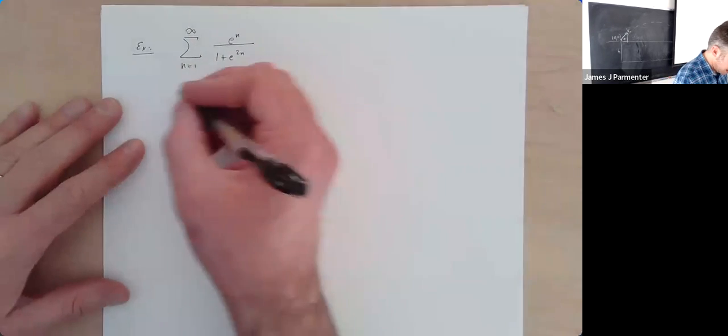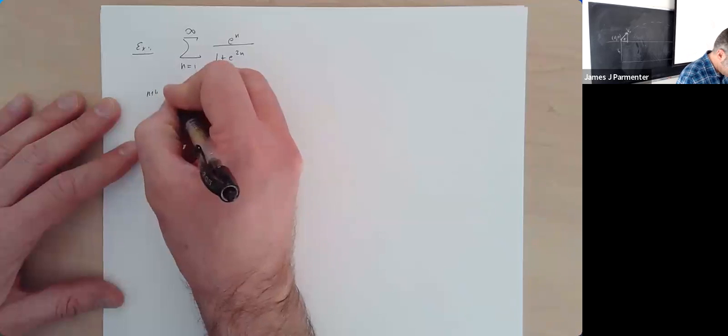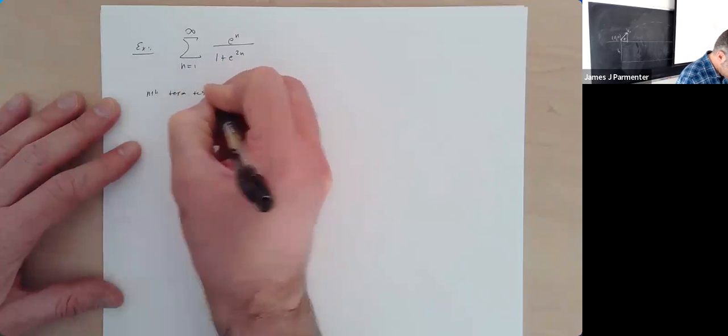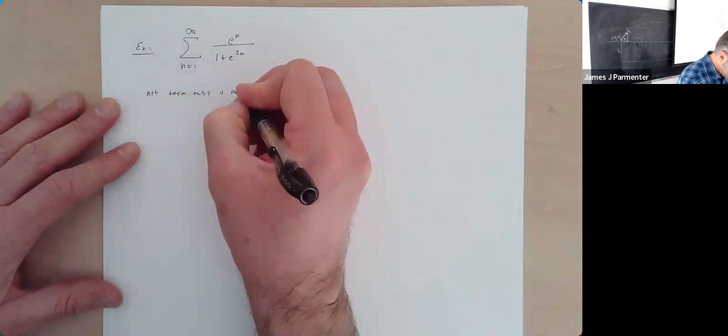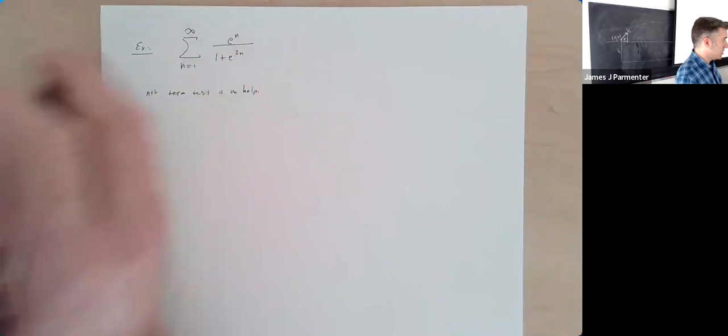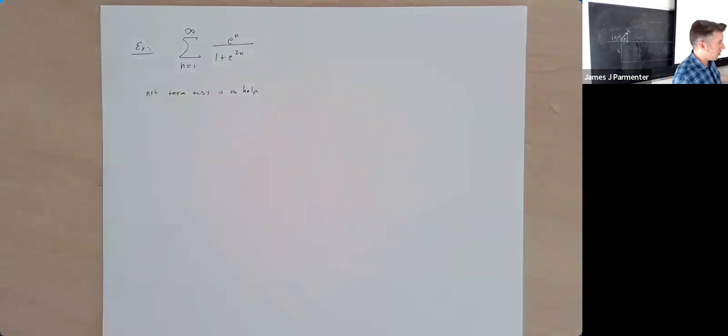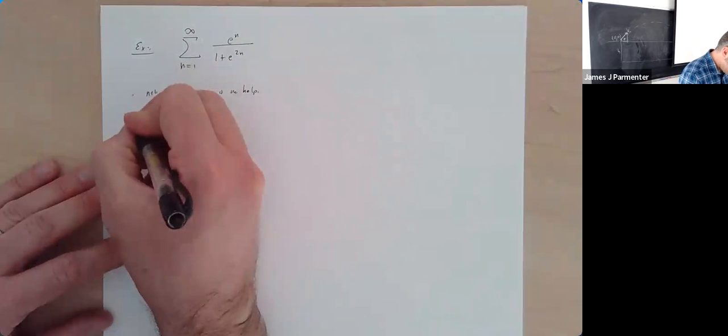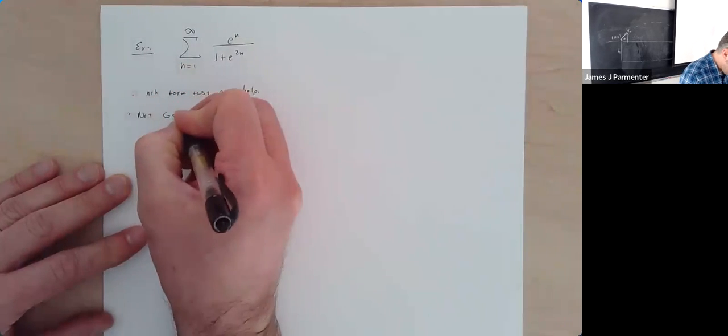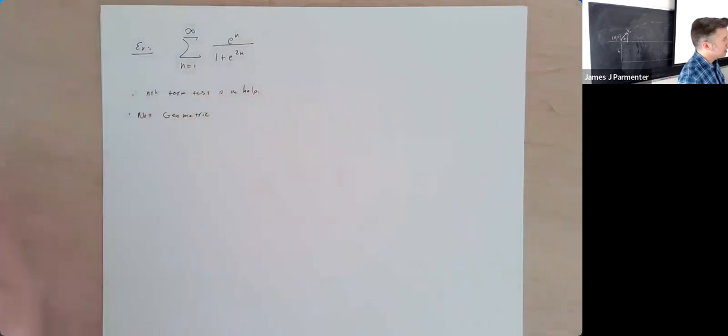Certainly, right, the nth term test doesn't work. There's no help. It's not geometric. You don't have just one thing raised to the nth power. And the reason I'm saying these things is because these are things we should check first. I should use the nth term test, but if I do, the limit's going to be 0. I should see if it's geometric. It's not. So then I start thinking, well, the only other thing I've got right now is the integral test.